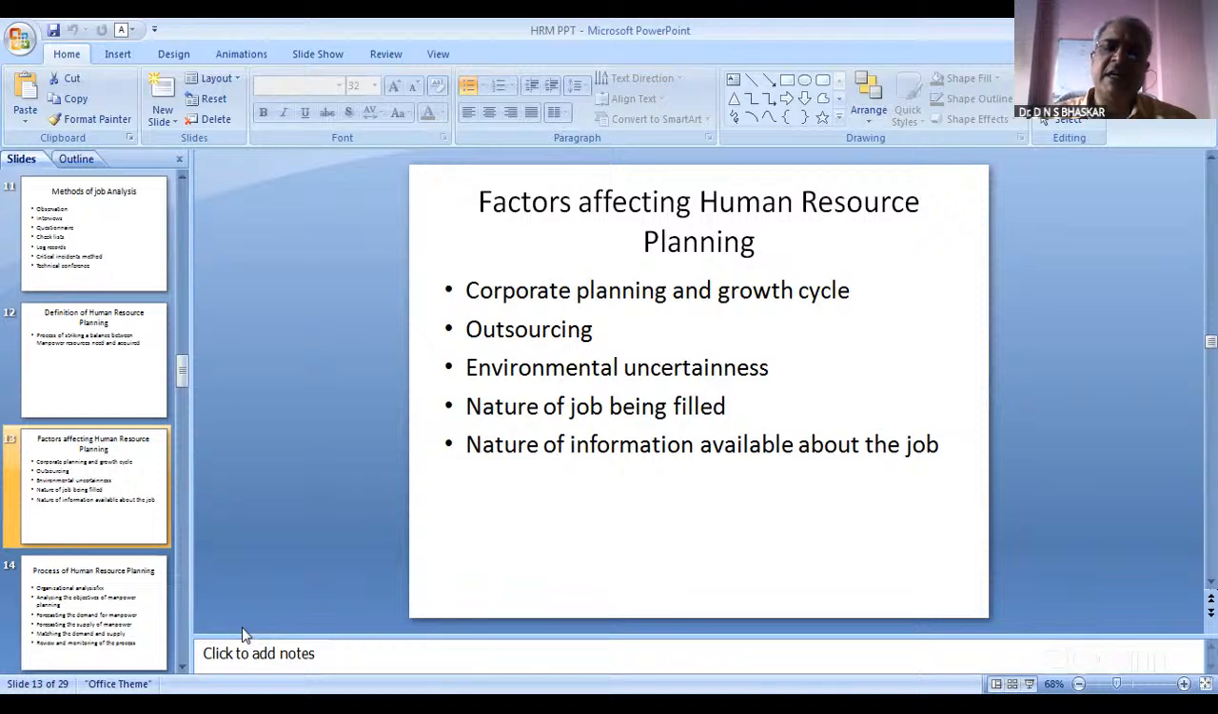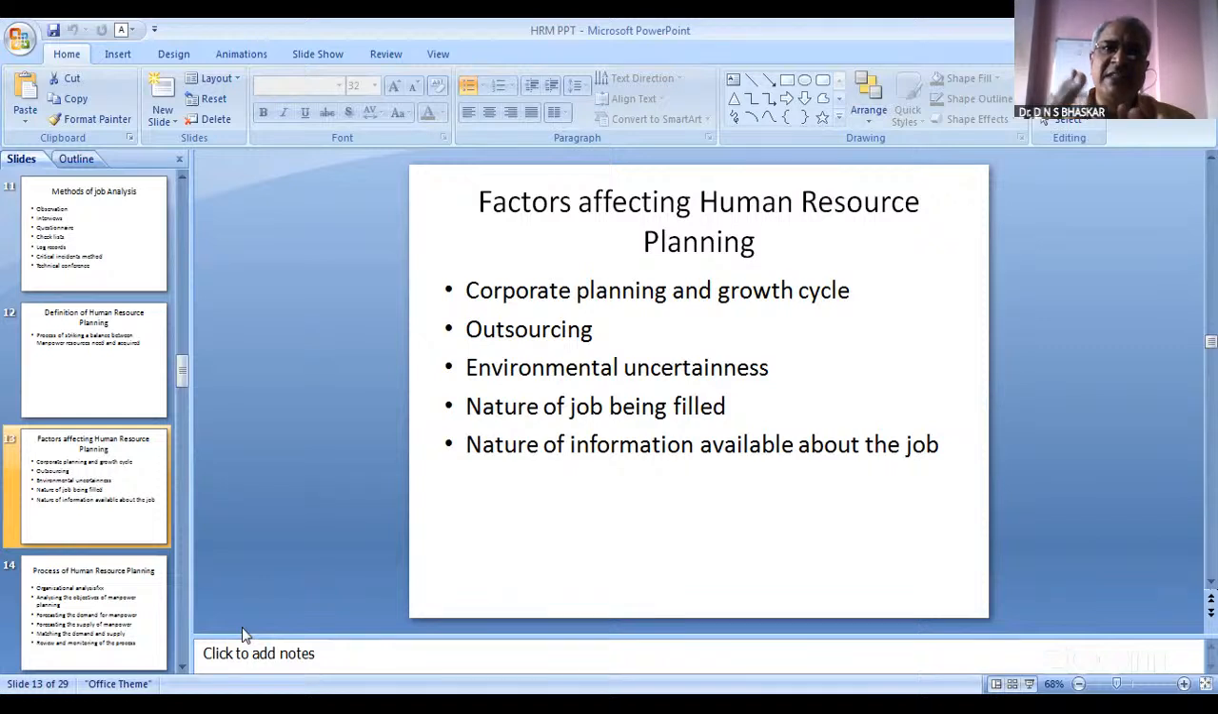So first one is corporate planning and growth cycle. What is the corporate plan? That means what type of diversity it wants to take out. So to what extent the firm is going to go for further production activity or further sales activity, further divisional activity, and so on. What is the growth cycle?